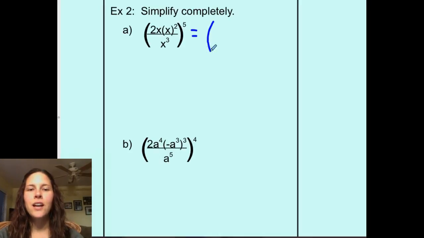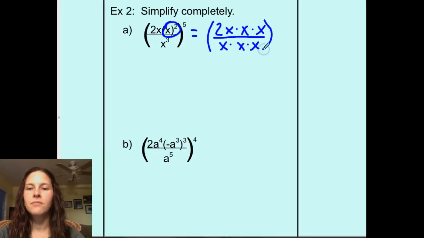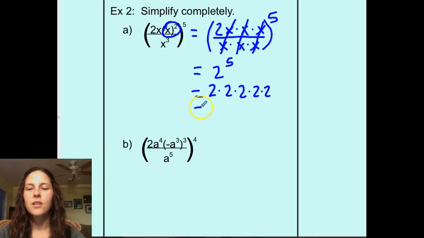In my numerator, I'm multiplying 2x times x, all over x times itself 3 times, to the 5th power. My x's all cancel, leaving me with just the 2 to the 5th power. 2 to the 5th power means 2 times itself 5 times. 2 times 2 is 4, times 2 is 8, times 2 is 16, times 2 is 32.